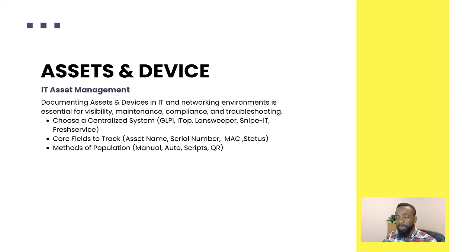Next one is a method of population. There are a number of ways that you can populate your asset management tools. One is manual, you have auto, you have script, and you have QR codes. Manual in the sense that you enter all the information yourself. You have automatic where you can use APIs and all of that to update your database in your asset management tool. You can also use QR codes by scanning the device QR code and they go into your asset management software.